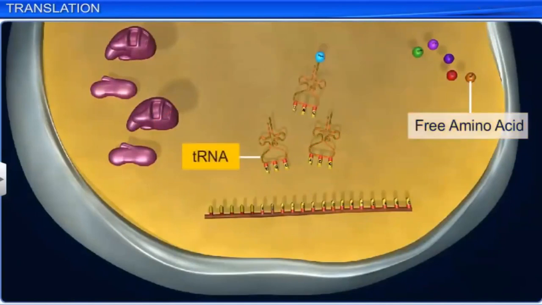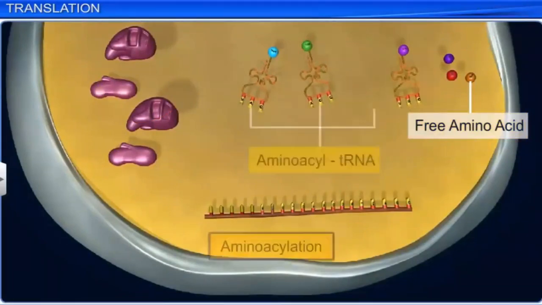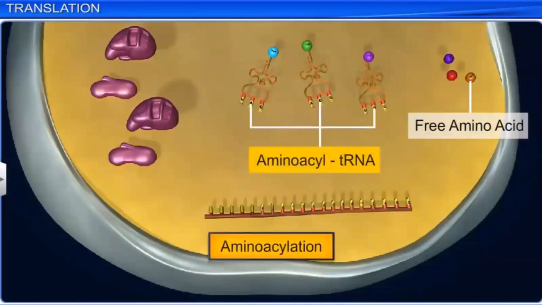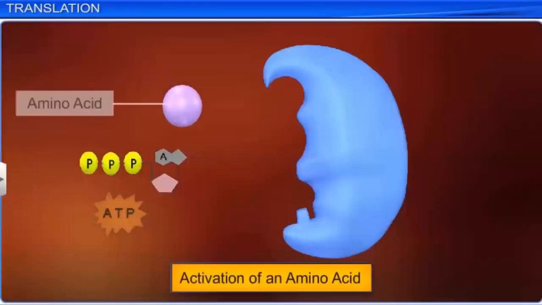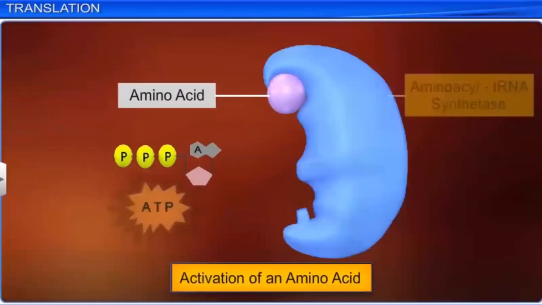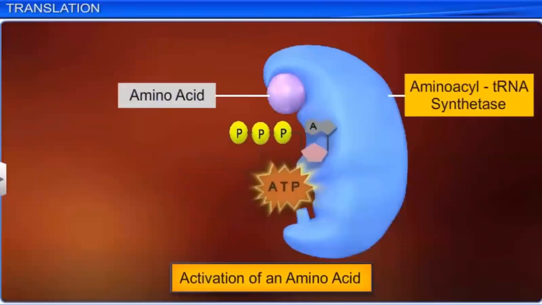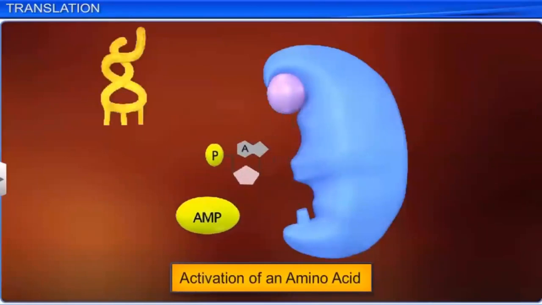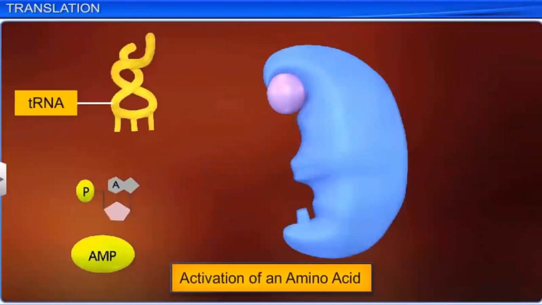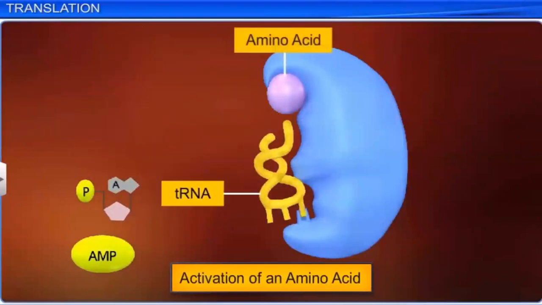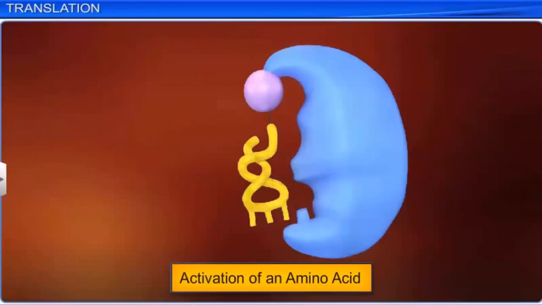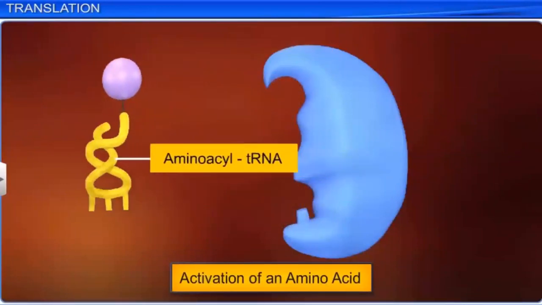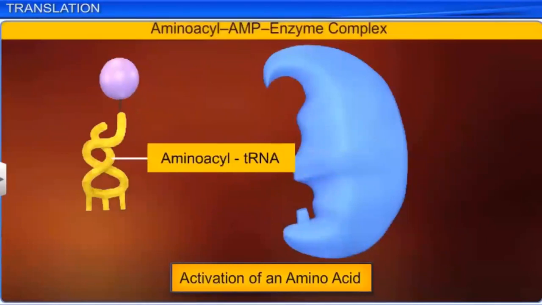In the cytoplasm, amino acids become activated by a process called charging or aminoacylation. During this process, the amino acid binds with ATP in the presence of aminoacyl tRNA synthetase and is activated into an aminoacyl AMP enzyme complex. This complex reacts with tRNA and transfers the amino acid to it. As a result, tRNA becomes activated as aminoacyl tRNA, and the enzyme and AMP are liberated.